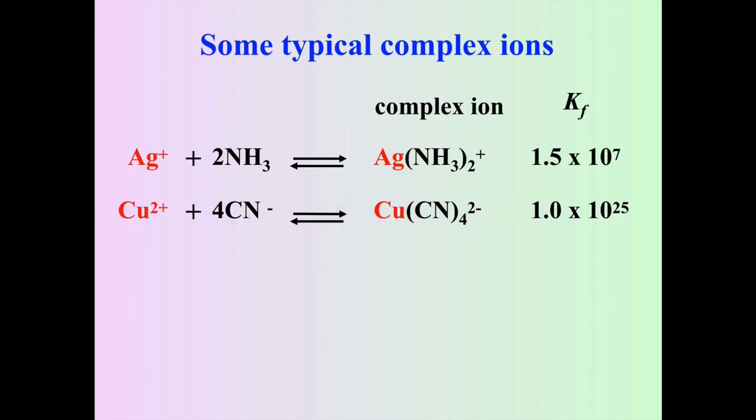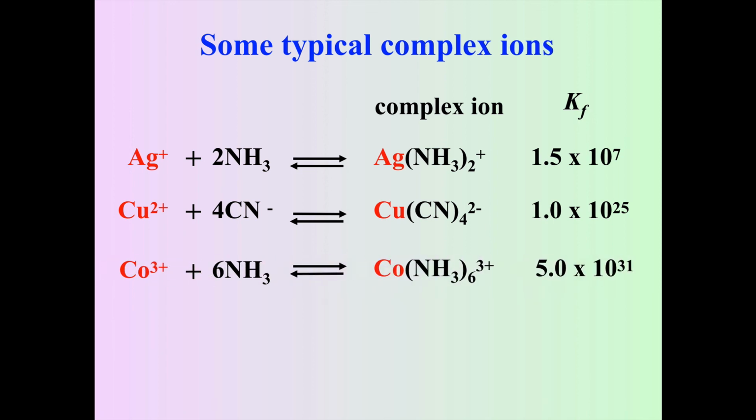So 4 cyanides covalently bond with the copper. The cyanides are acting like the Lewis base. And cobalt-3, you could get 6 ligands attaching, right? 6 ammonias. So again, look at those K values, really big. So these are very spontaneous reactions.